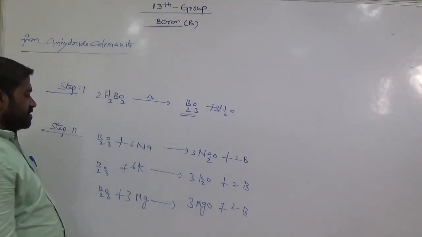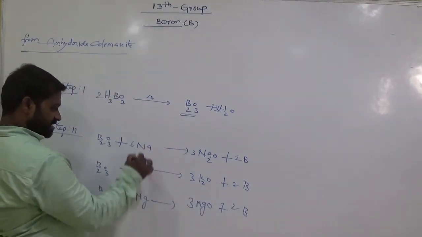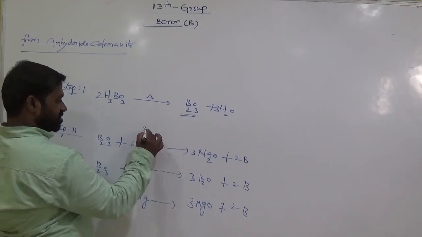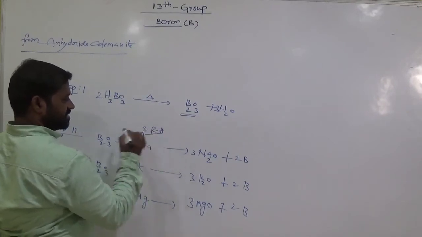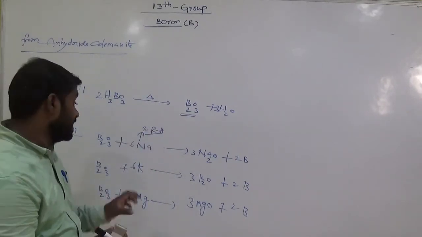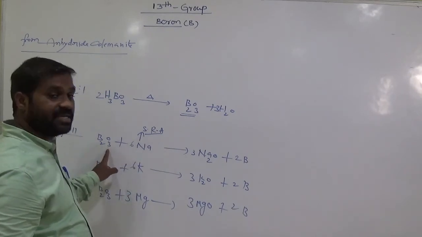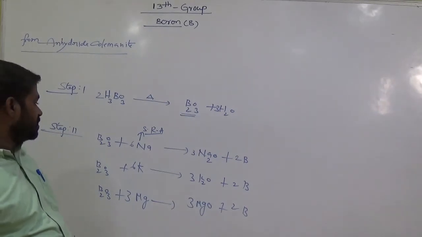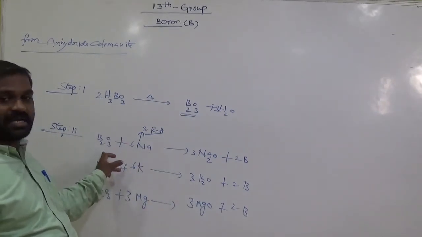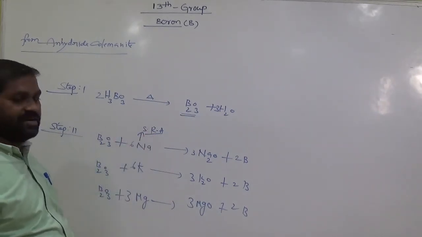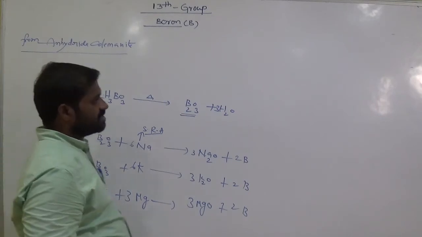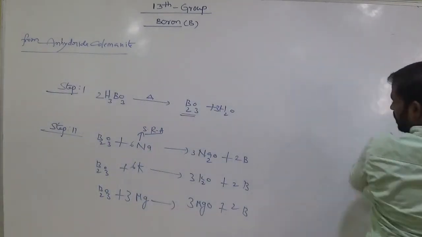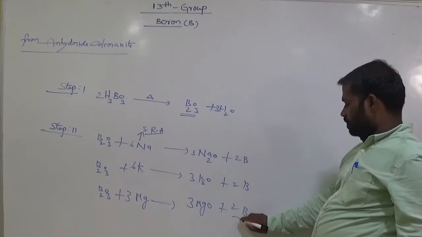So these three are called strong reducing agents, already we discussed. Why is it a strong reducing agent? Sodium removes the oxygen from B2O3 and it becomes boron. So whichever one removes the oxygen from another compound, we call it a strong reducing agent. Remember this. So here we prepare boron.